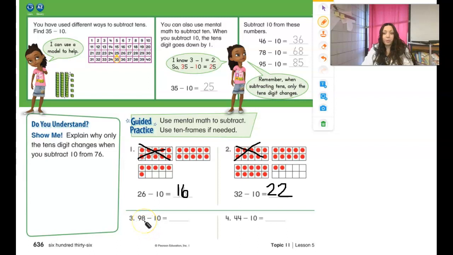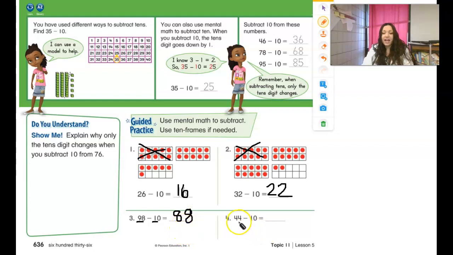Now we're going to do the mental part. Are you ready? 98 take away 10. So remember, I'm going to look at the 9 tens and the 1. So what's 9 take away 1? 8. That's right, it's just 1 less, 8. And then remember, my 1s stay the same because it's 8 take away 0, so it doesn't change. So I have 8 tens and 8 ones, so it would be 88.